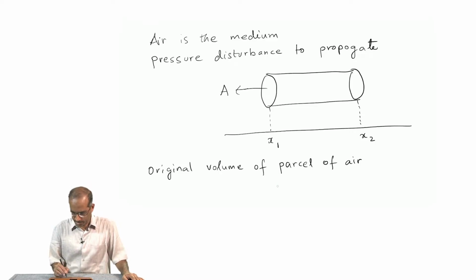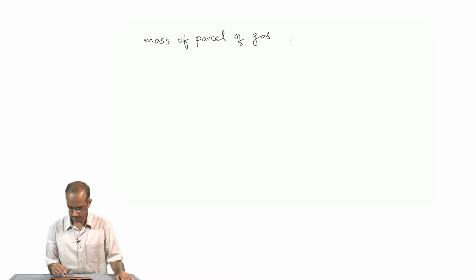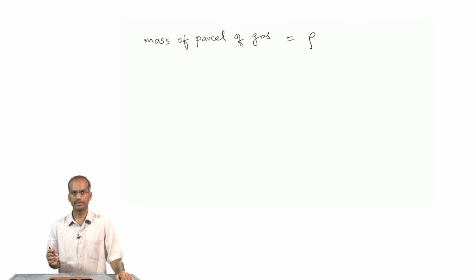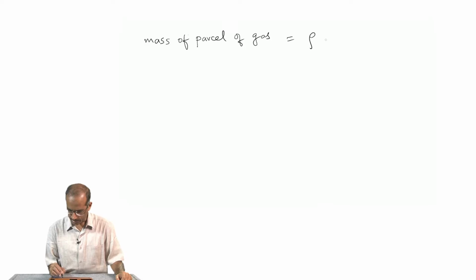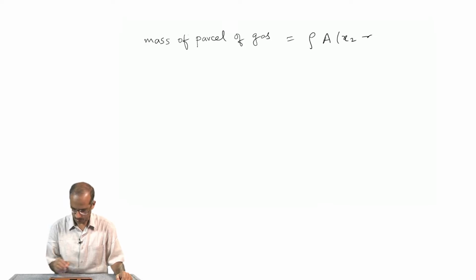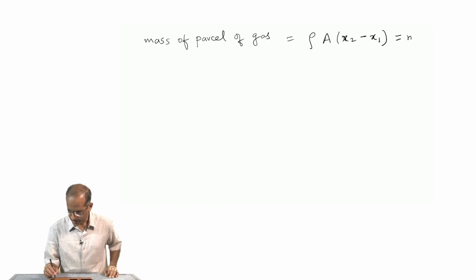So, clearly this volume is A multiplied by x 2 minus x 1, and with this it is also easy to write down the mass of this parcel of gas. It would simply be equal to rho, which is the density of gas, multiplied by the volume, and the volume is A into x 2 minus x 1. Let me call it m.